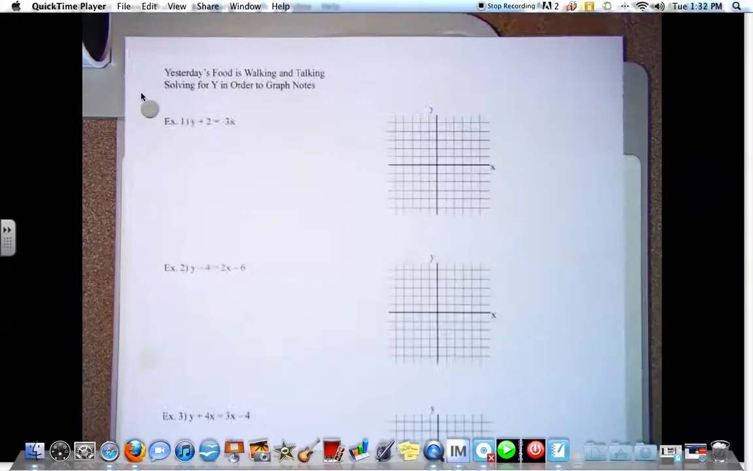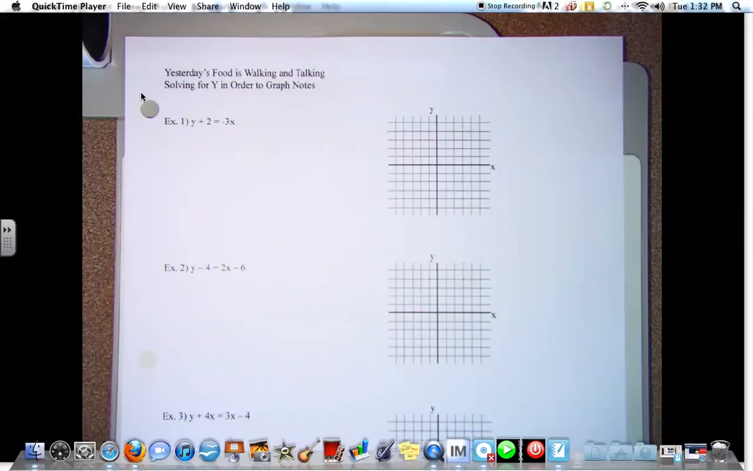All right, today we're looking at solving for y like we did yesterday. All right. And then once we have it that y is by itself, we're going to graph it like we've been working on for the past couple days. So we're going to tie together a couple of topics that we've been working on.